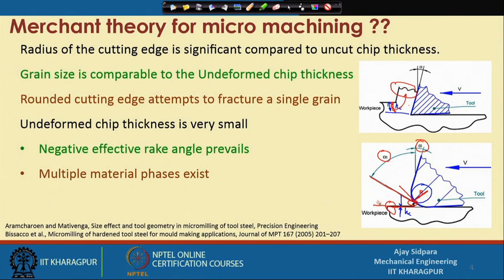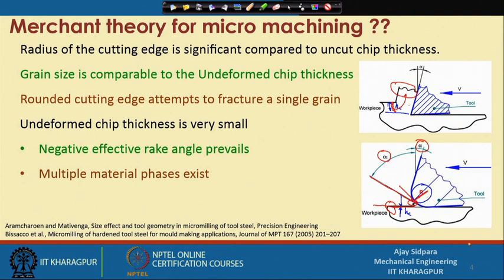Multiple phases exist, because when you magnify the surface of the material, you may encounter different types of defects. Inclusions are there, porosity is there, different phases exist. So, your tool encounters different material properties even in a single cut. Some material is soft, so the tool will easily cut that material, but suddenly a hard inclusion comes against the tool, and then the tool has to provide more force to remove that material.